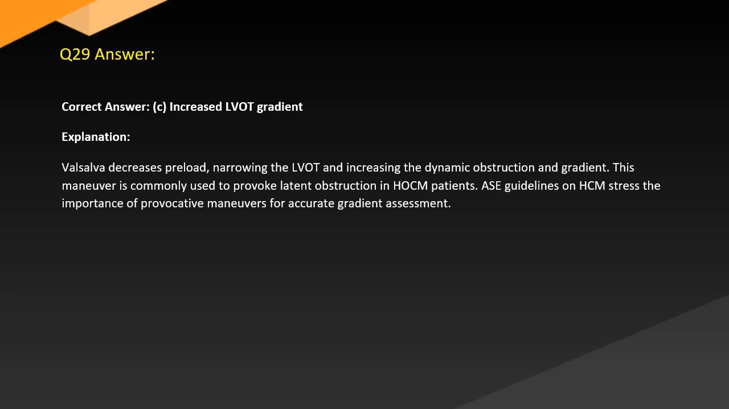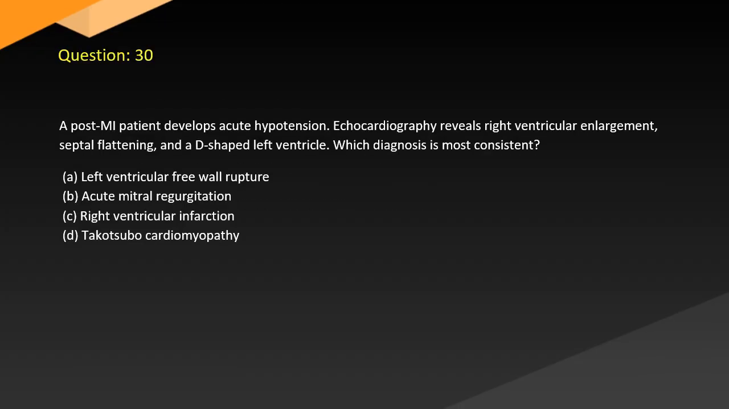Answer. Correct answer. C. Increased LVOT gradient. Explanation. Valsalva decreases preload, narrowing the LVOT and increasing the dynamic obstruction and gradient. This maneuver is commonly used to provoke latent obstruction in HOCM patients, as guidelines on HCM stress the importance of provocative maneuvers for accurate gradient assessment.